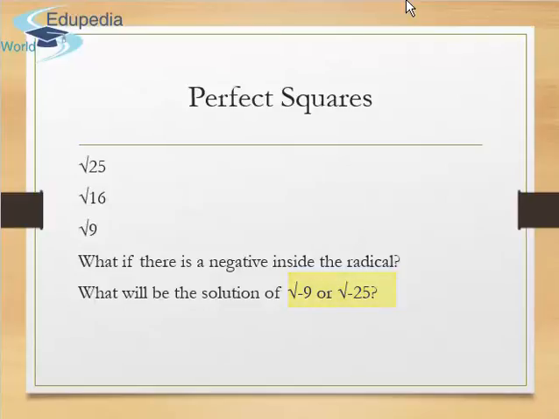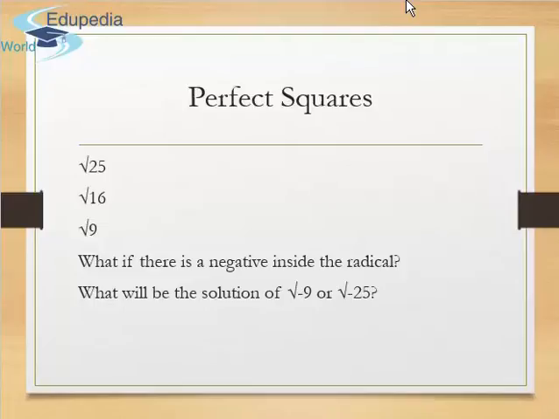Now you see, under root 9 can be written as 3 into 3, and that is perfectly solvable, and that is perfectly correct. So 3 into 3 would be 3 square, and if you put that inside an under root, that will become 3. And under root 16 could be written as 4 into 4. If you put that inside an under root, that would be 4 square, and you can get an answer of 4. But what about under root negative 9? If you write it as negative 3 multiplied with negative 3, you're going to get a positive answer. You're going to get a negative 3 whole square, which is going to be 9.